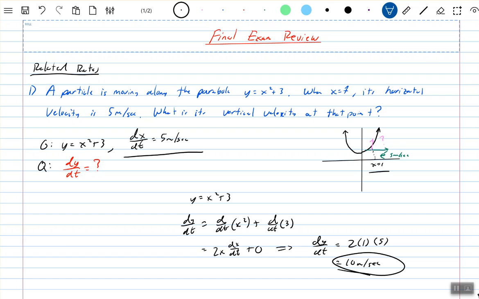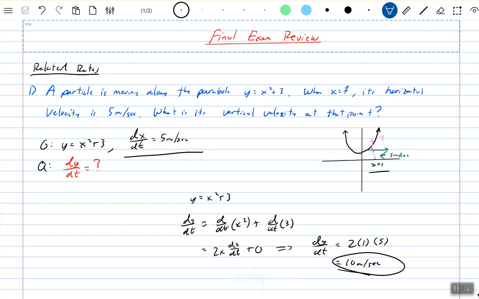Once you get the idea of what related rates problems are asking you to do, i.e. come up with an equation that relates all your variables, differentiate with respect to time, plug in what you have, solve for what you don't, related rates are very straightforward.